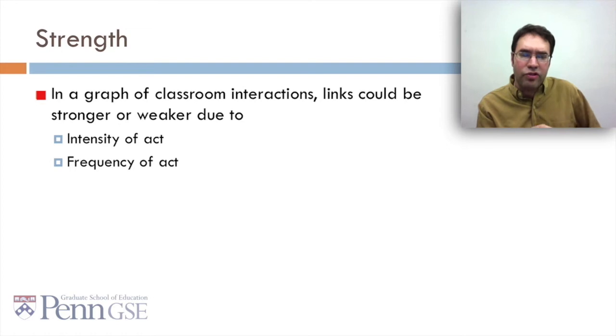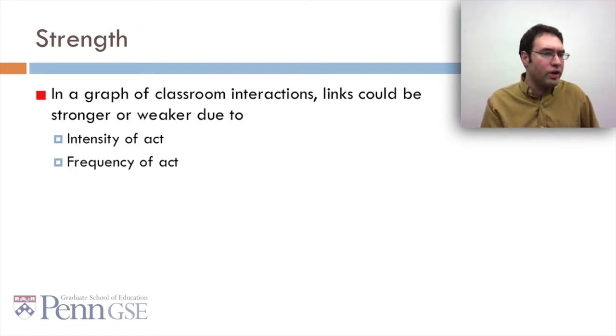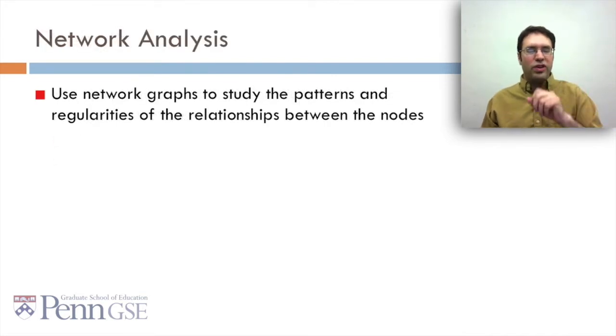Also, in a graph of classroom interactions, links could be stronger or weaker due to two things. The intensity of the act: is the student just saying, I don't think you did very well, or are they saying, you're a loser? And the frequency of the act. Does a student insult another student once, or do they do it every single day, which might even get into bullying?